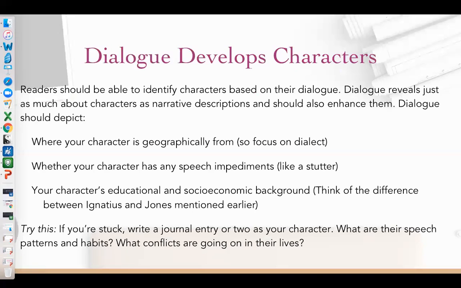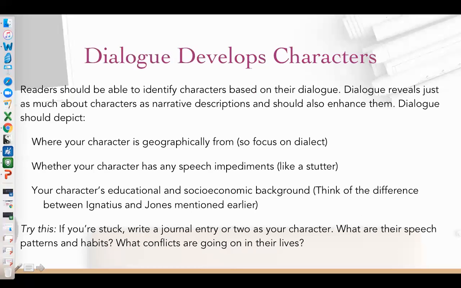Your character's educational and socioeconomic background. Now, there is that difference we mentioned before from Toole's work, but this is something you can use either way. You can plainly convey it, or you could use it in a way that throws the reader off. You could have a character speak in certain ways around certain people, keeping that language compartmentalized for when it's most useful to them. But if you're ever stuck, write a journal entry or two as your character and learn their speech patterns and habits. Really go in deep and try to be your character. A lot of times that feels like us. There's a piece of us in every character. But what other conflicts are going on in their lives that are driving them?